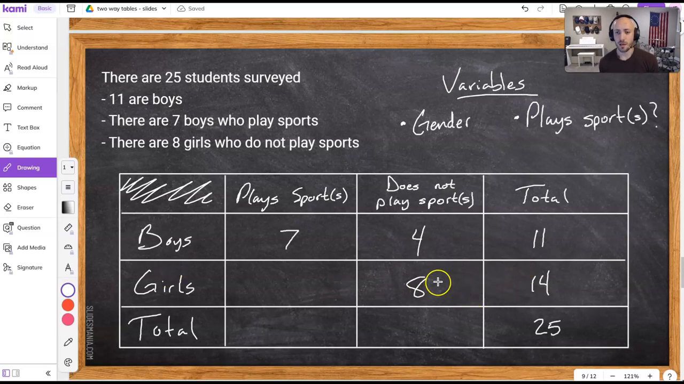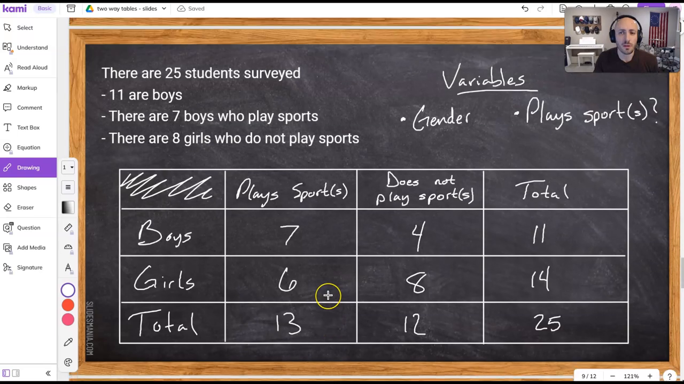Likewise, if 8 girls don't play sports and there are 14 girls total, well, that means that 6 girls play sports, right? And then you can see where I'm going here. We can simply add the totals of boys and girls to get the total number of students that play sports, which is 7 plus 6, which is 13. And then 4 plus 8 is 12. And then we can confirm by adding 13 and 12, and that does actually equal 25. So here's what your two-way table should have looked like with the information given. Hopefully you got that right.